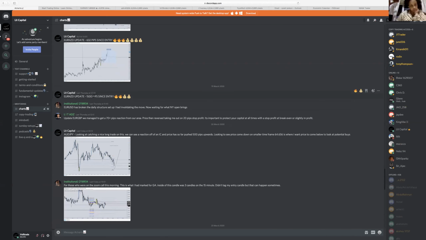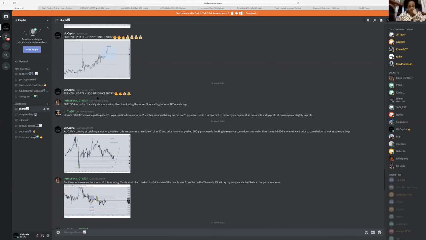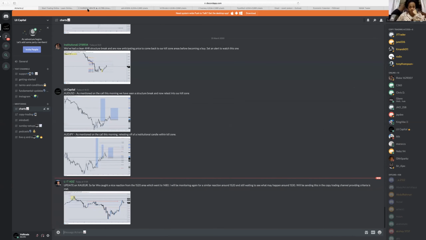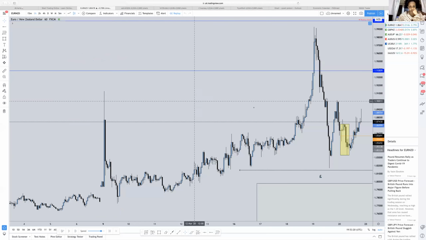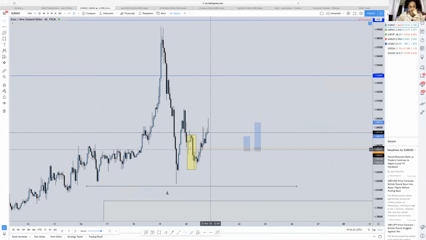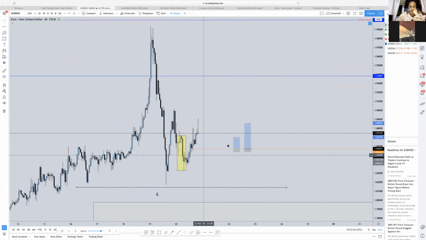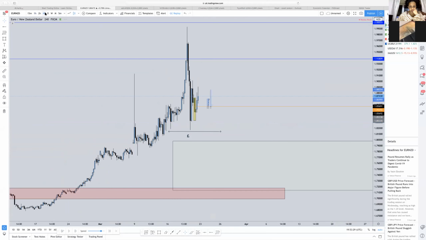So last week we caught a really nice move on this at 1,500 pips, and almost the same play happened again. So I'm going to show you guys how I saw this move. And it goes back into the same things that Jacob and Adam have been saying throughout the call.